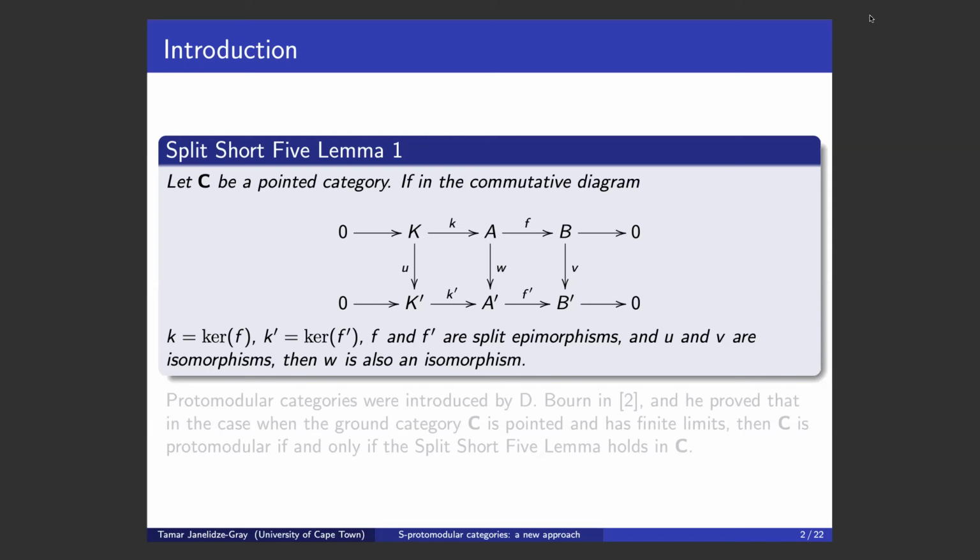Now here we mean categorical kernels, and of course in groups and algebras in general, they're the usual kernels, but here in categories we define them using a universal property. And the split short five lemma states that if f and f' are split epimorphisms and u and v are isomorphisms, then the middle morphism w is also an isomorphism.